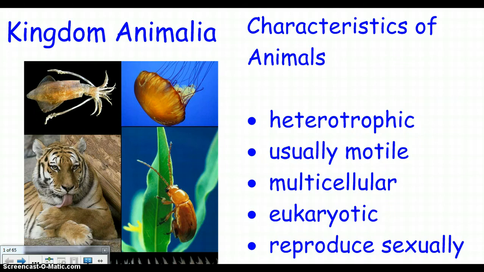So now we're going to be covering Kingdom Animalia, and this section is just going to be on invertebrates. There's going to be some general animal characteristics that we're going to go over, but then we're going to go exclusively over invertebrates, which are animals that don't have backbones, and then the next video is going to include vertebrates and chordates. So characteristics of animals are shown there. You should already know those.